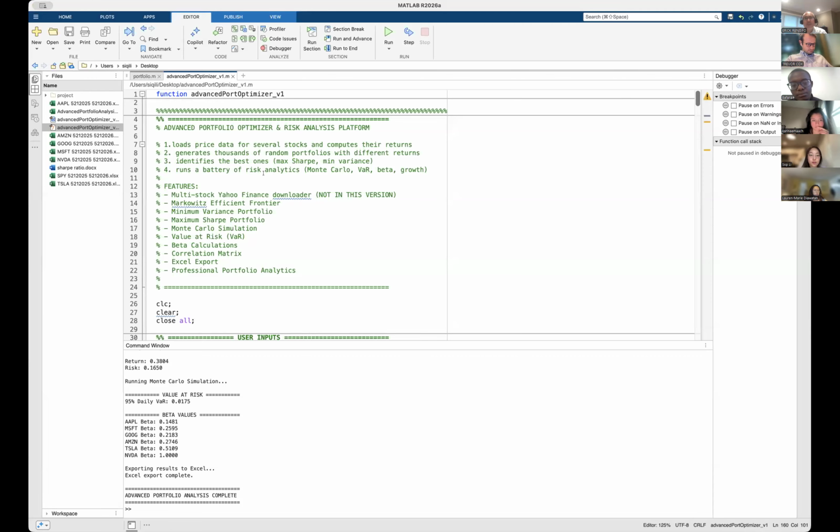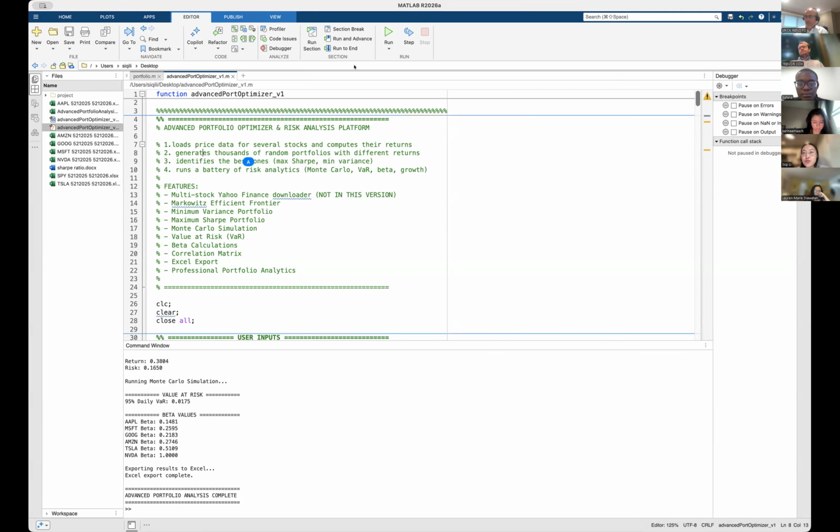Okay, this one. So you're talking about the portfolio optimizer. Yes. Today our group will introduce the advanced portfolio optimizer function, which can be used to do some portfolio risk analysis in reality.